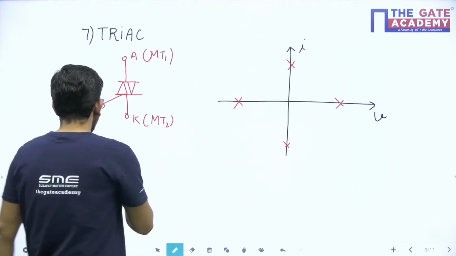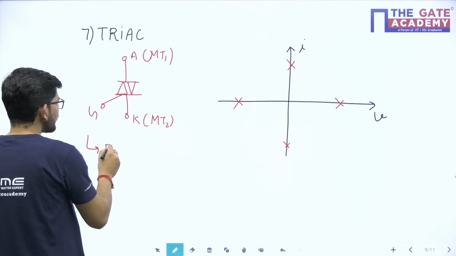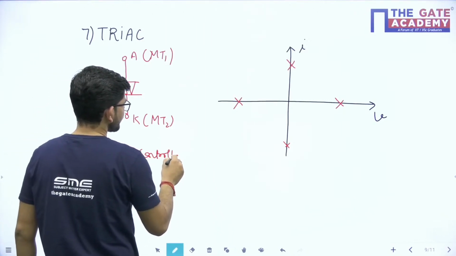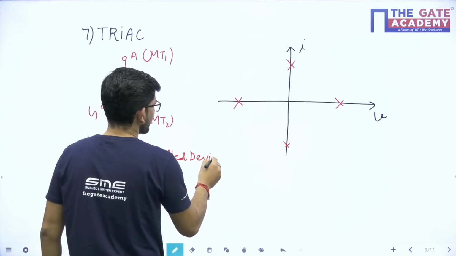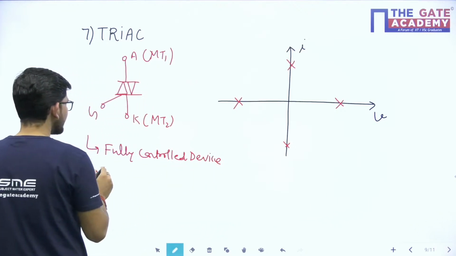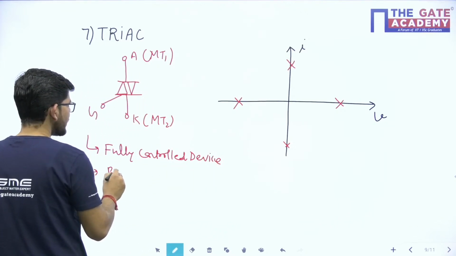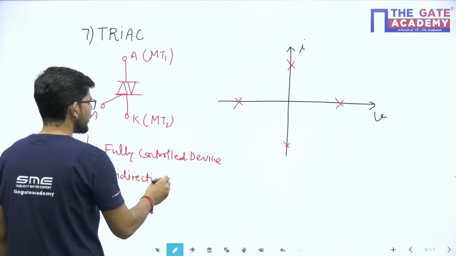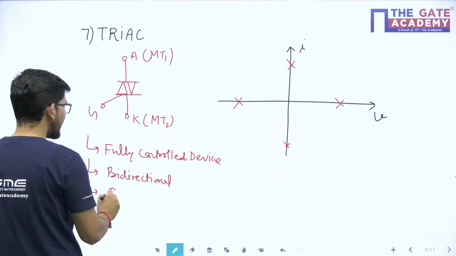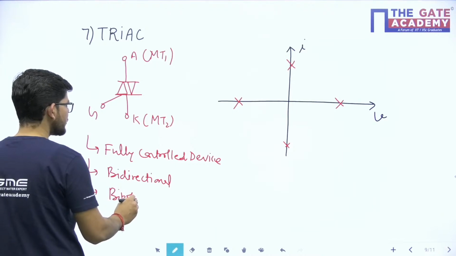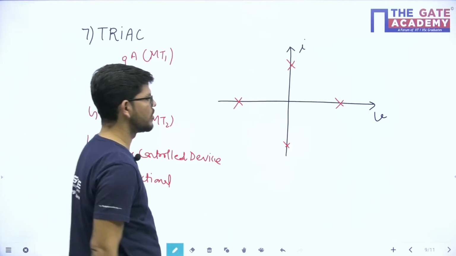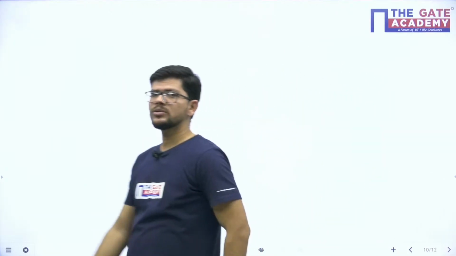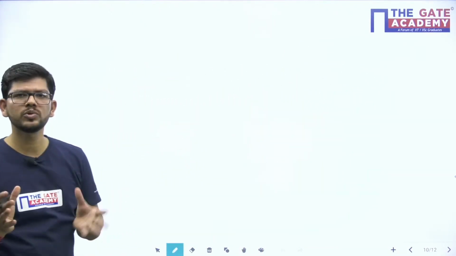It is also a fully controlled device, and it is bidirectional because it can carry current in both directions. So it is a bidirectional and bipolar device, bipolar because it can block both voltages. So this is all about the triac. This is how we have realized all the switches.